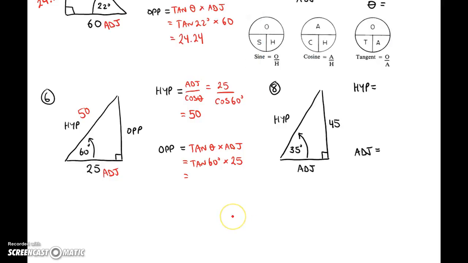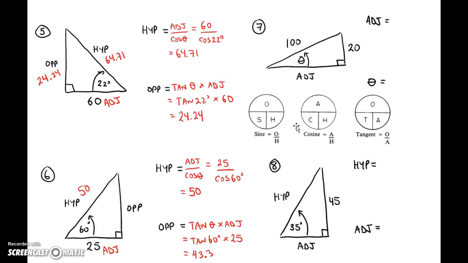So as long as you've memorized these ratios here, you're good to go. You just slowly walk through, see the values that you have, see the one value that you're looking for, and then decide whether you're going to use sine, cos, or tan. Okay, let's do the next one.